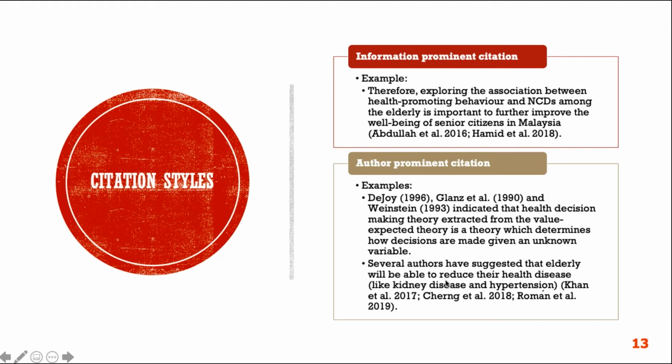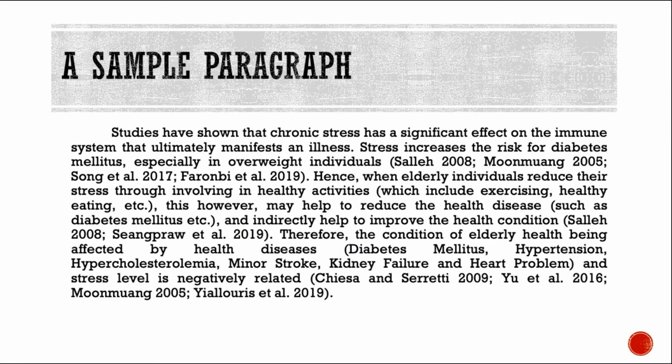Usually we use these two ways most of the time, so it depends on what exactly you are aiming for. If you aim to focus more on information, then you use the information prominent citation. If your aim is to focus more on the authors, then you use this style. So this is a paragraph as a sample. Studies have shown that chronic stress has a significant effect on the immune system that ultimately manifests as illness. Stress increases the risk for diabetes, especially in overweight individuals.